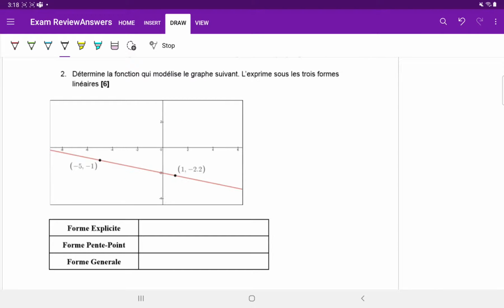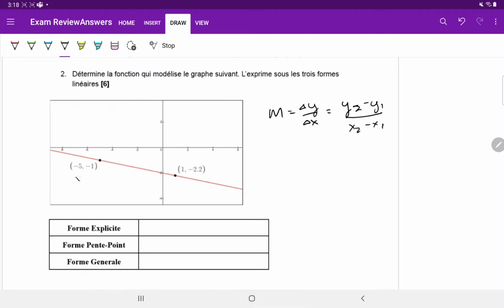So I'm going to dive right into the second page here. My job is to determine the equation of this line in all three forms. No matter what form I'm going to use, I want to start off by finding the slope. That's the driving thing of linear functions: I want to find the change in y over the change in x, or y2 minus y1 over x2 minus x1.